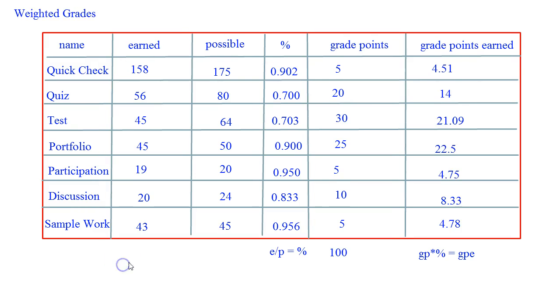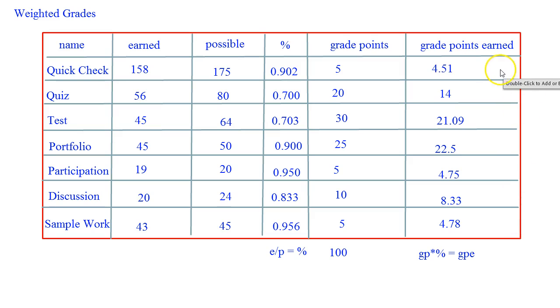All right, so I've calculated everything. So a 0.902 for quick checks, when it's 5% of the grade, becomes a 4.5 on the grade points earned. Okay, and 14 here, 20 times 0.7, 30 times 0.703 is 21.09. This is obviously a lot better than just a 21, so that's why we have the decimal right there. And as you can see, each one just coming down looks as good as it does.